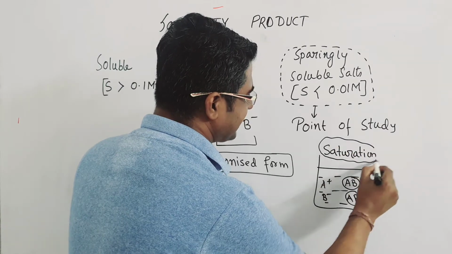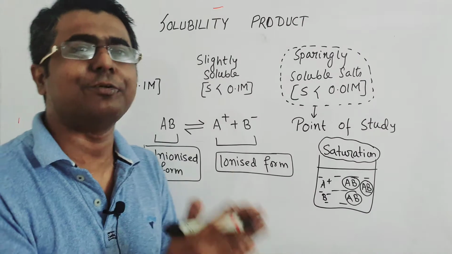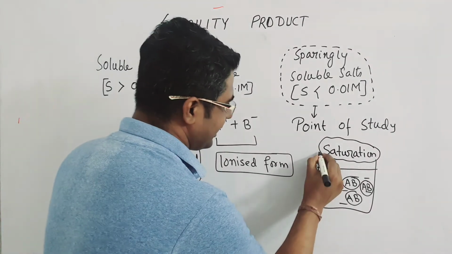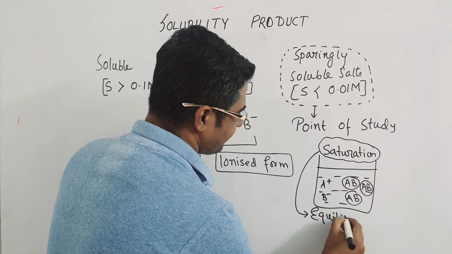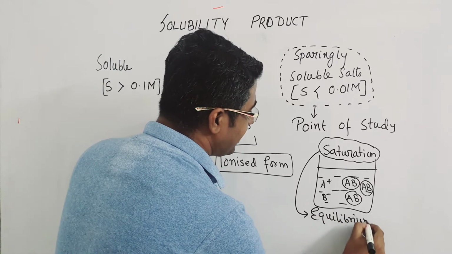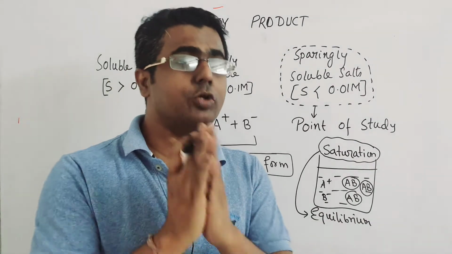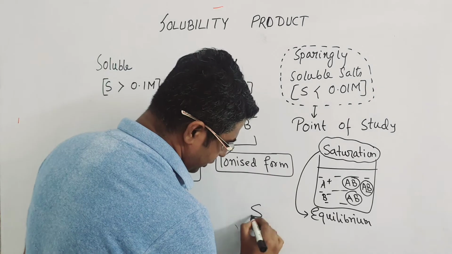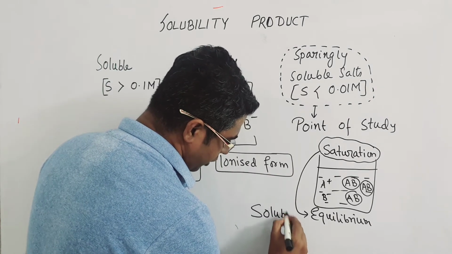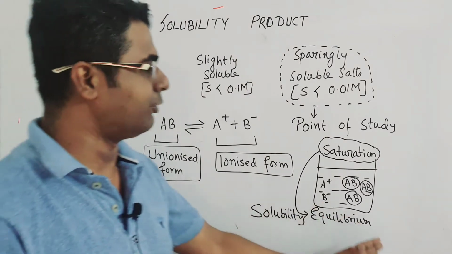But in this chapter, this condition of saturation is also equivalent to the word that we have learned, that is equilibrium. Now this equilibrium is for what? This equilibrium denotes solubility. So we should call this solubility equilibrium.